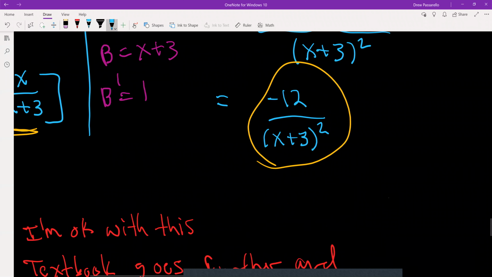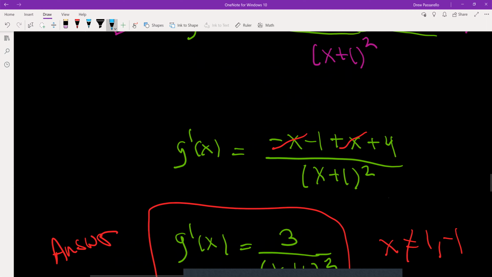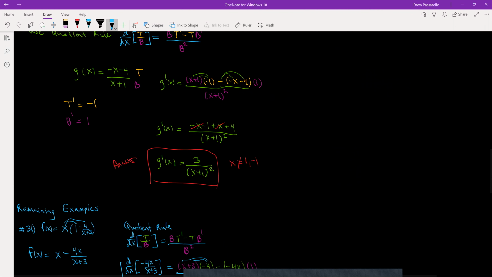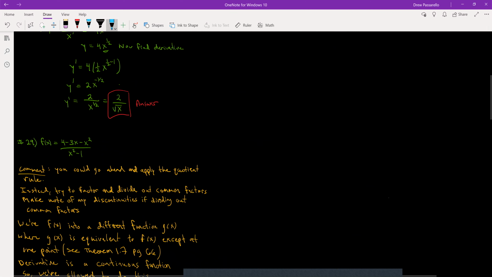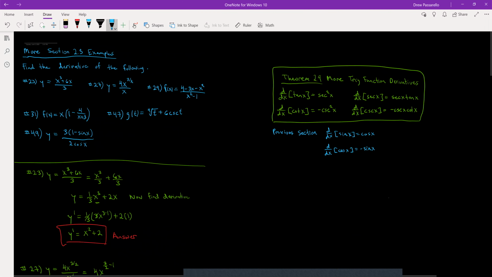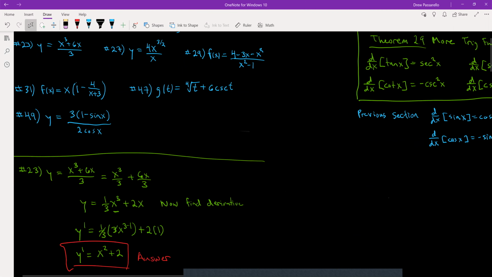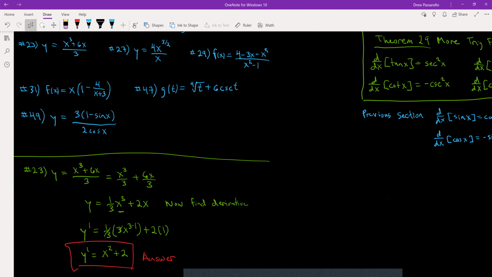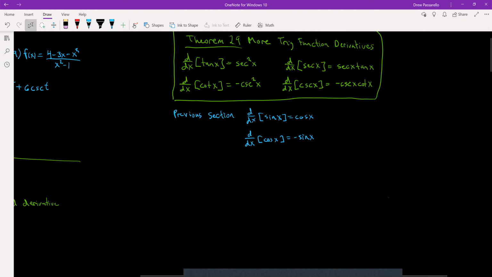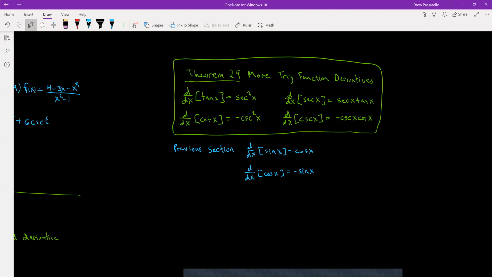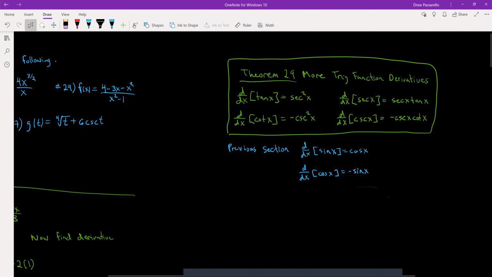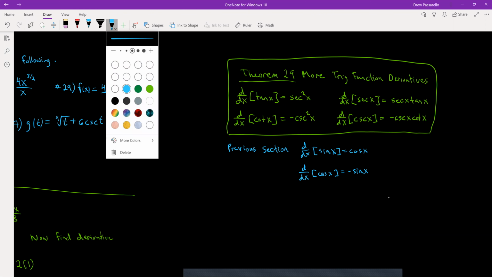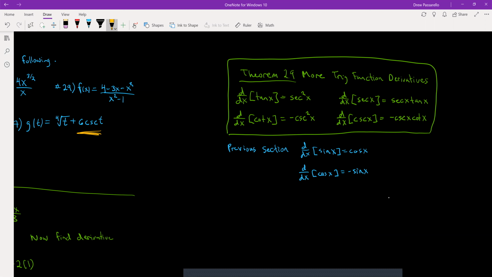There's two more problems I didn't do in the last video that I'm going to do now. And let me zoom out. The ones I haven't done yet are number 47 and 49. And notice that 47 has this trig function cosecant. I'm going to use one of these trig derivatives. So in particular, since it has cosecant involved, I'm going to use the derivative that corresponds to that, which is negative cosecant cotangent.